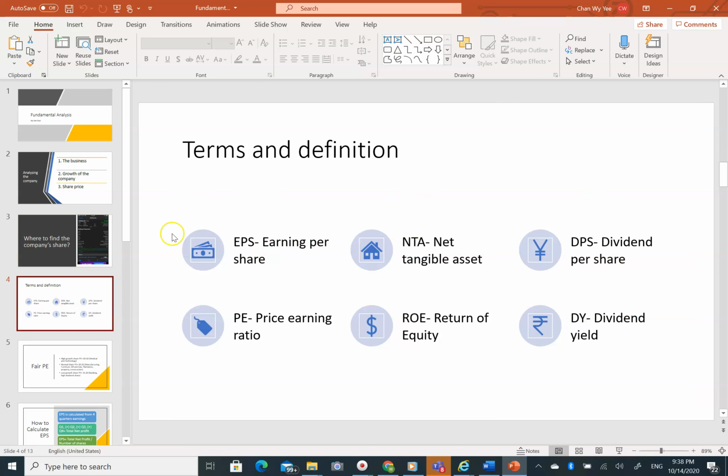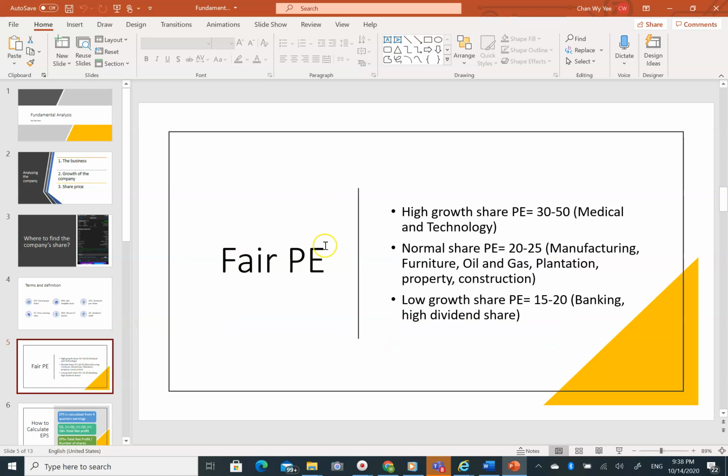What we need to bear in mind is the EPS, the PE, and the ROE, which is the most important thing. First of all, we need to understand what is the fair PE for each company or each industry. For high growth shares, PE 30 to 50 is normal, but actually 30 is the fair PE. But high growth shares like technology and medical can reach up to 50.